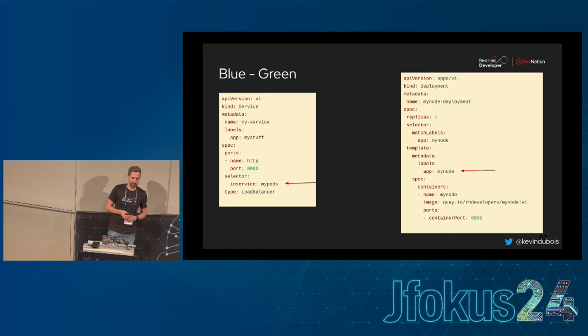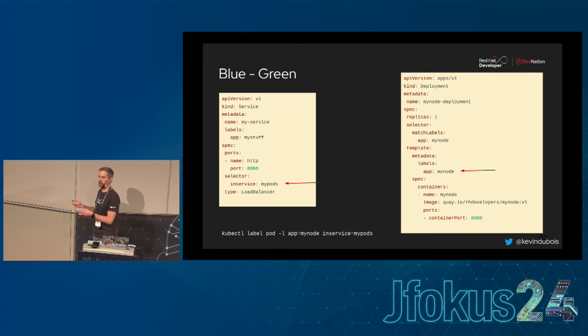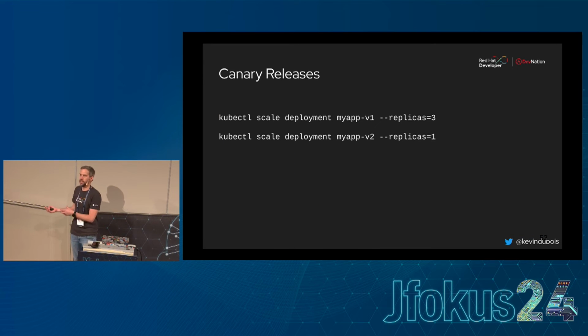Yes, we're going to go through some more YAML, but you can see here that you have a deployment in Kubernetes that points to a service, or rather a service that points to a deployment, and then at some point you update the service to point to a new deployment, and that's how you can switch from one version to another.